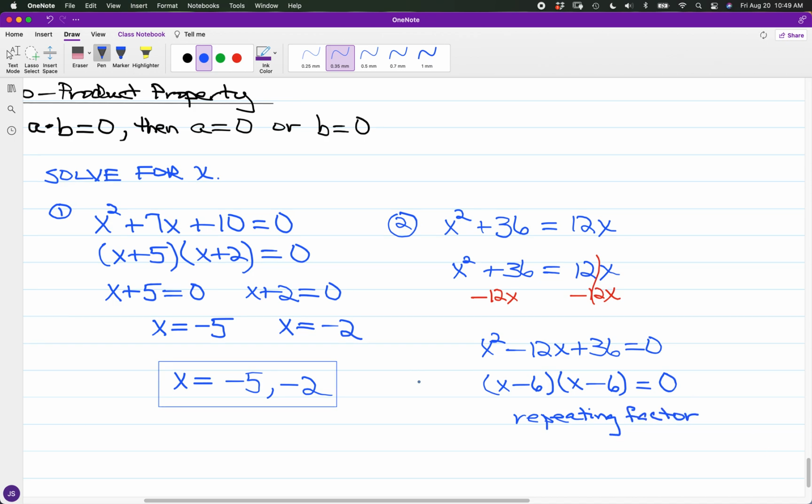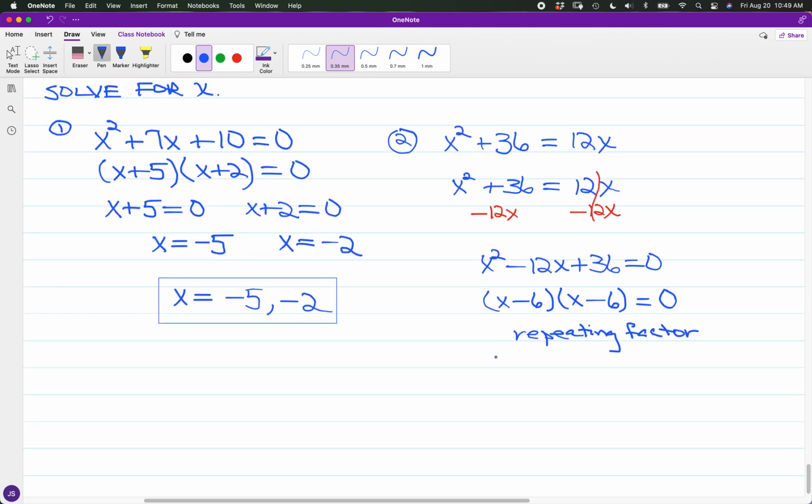With x minus 6. In the first case, the factors were distinct, and we were able to draw out two different values in the solution. But since we have x squared minus 12x plus 36, which ends up as a squared trinomial, we have only x minus 6 as a factor, and so there's going to be only one solution, and that is going to be the number 6.